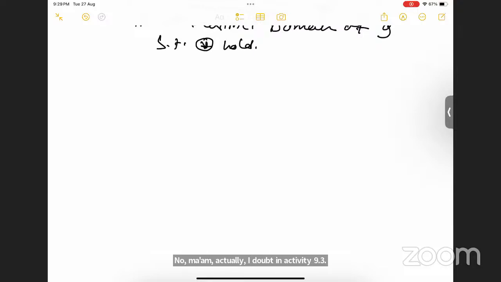Yeah, we will come to this later. There are many who are facing difficulties with the domain of the composition function. So let me do this first, then I will come to your doubt. Okay, sure.